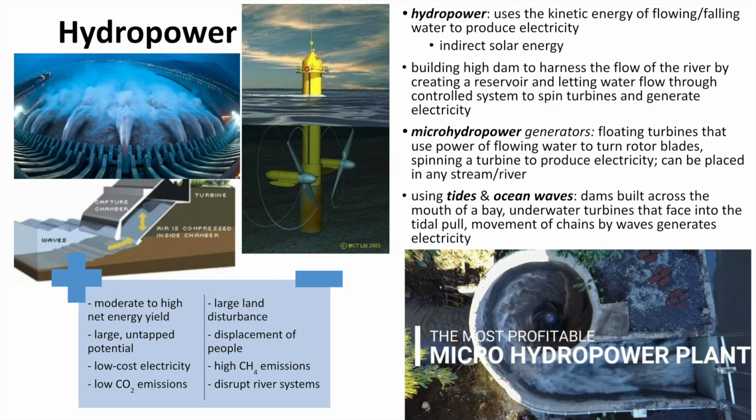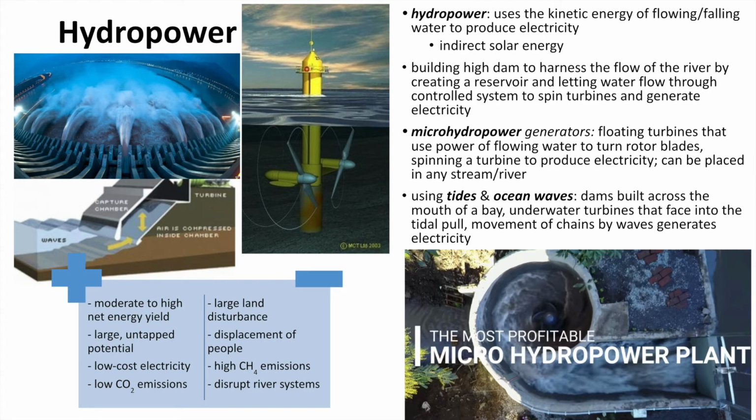So we know about this one. We've seen this when we looked at water diversion. We build a dam, we allow some of the water to flow through a controlled section of that dam. As it flows through, it spins the turbine, generates electricity, which then gets sent to the grid. But we know that there's a lot of downsides associated with hydropower, especially the big dam systems. There's displacement of people, there's land disturbance, there's disruption to the ecosystems.